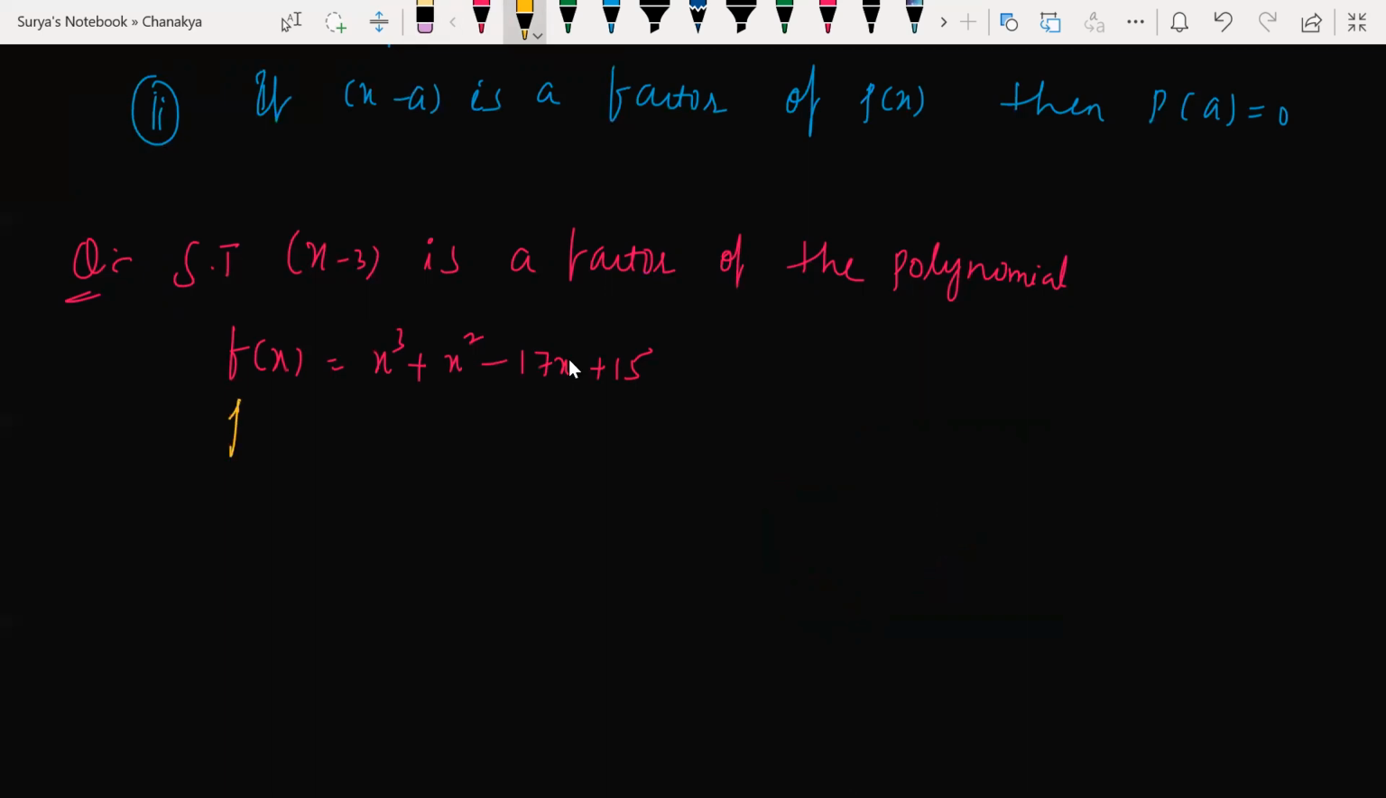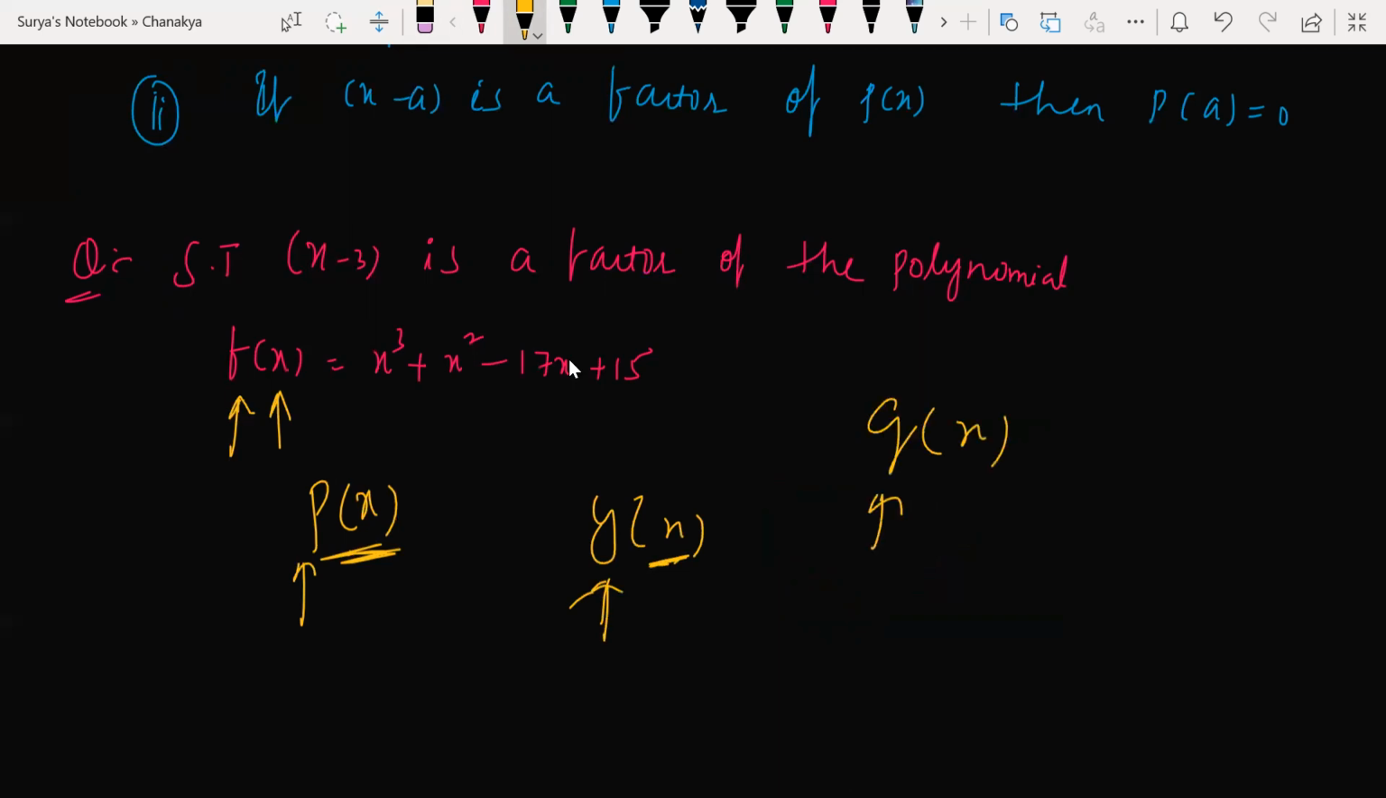What is f denoting here? F is a function in the variable called x. P of x is nothing but P is a polynomial in the variable x. Y of x is nothing but y is a polynomial in the variable called x. If I write q of x, q is a polynomial in the variable of x. If I write q of y, it is a polynomial in variable of y, like this. Getting my point? Hope you are getting my point.